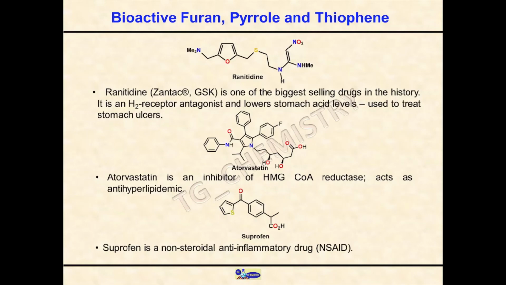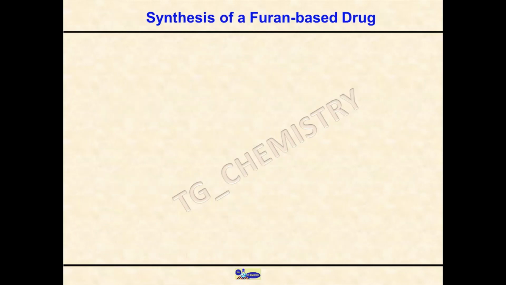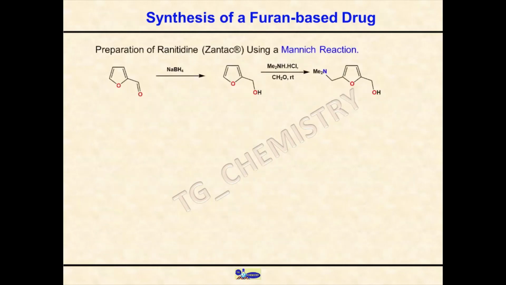Next one is atorvastatin, which is an inhibitor of HMG-CoA reductase and also acts as an anti-hyperlipidemic. This is also used for the lowering of blood pressure in patients having hypertension. The thiophene-based drug molecule suprofen is a non-steroidal anti-inflammatory drug, and the synthesis of that one is also shown here as well. First comes the furan-based drug ranitidine.